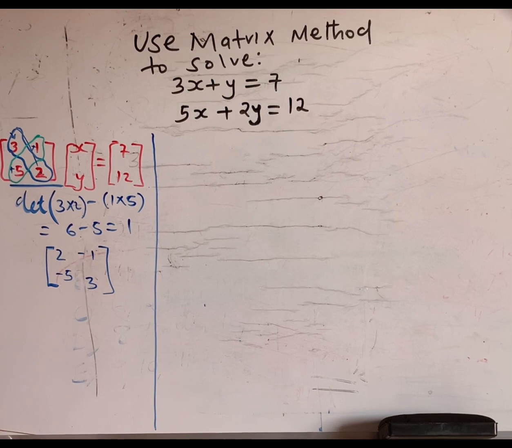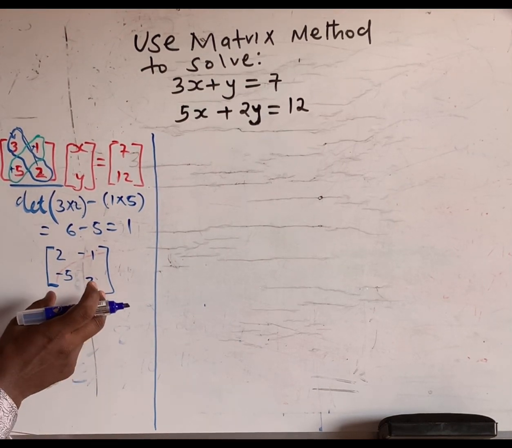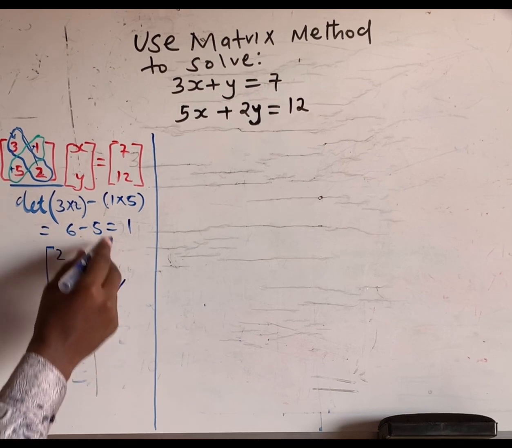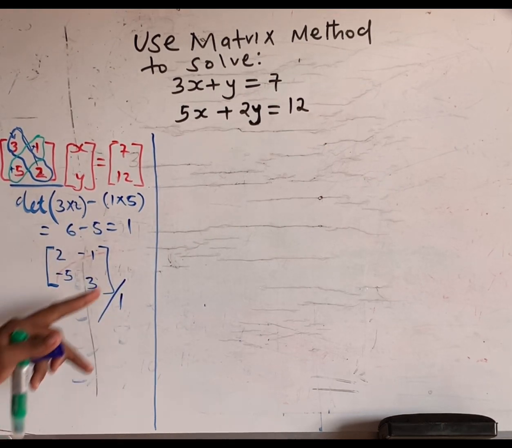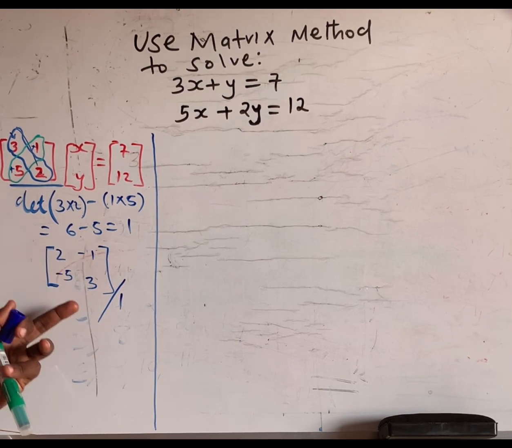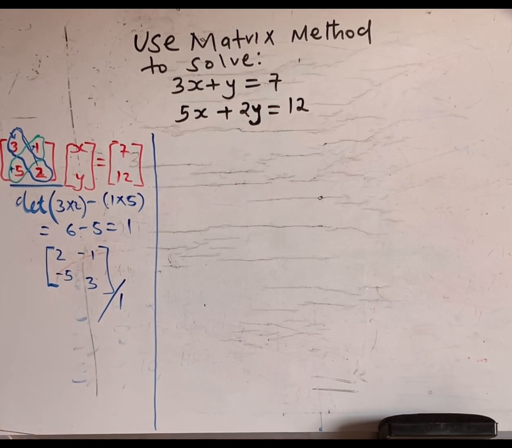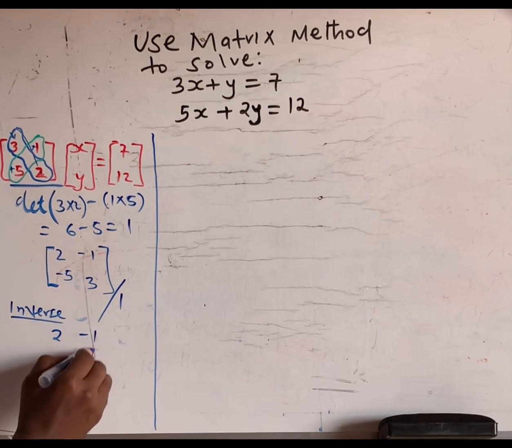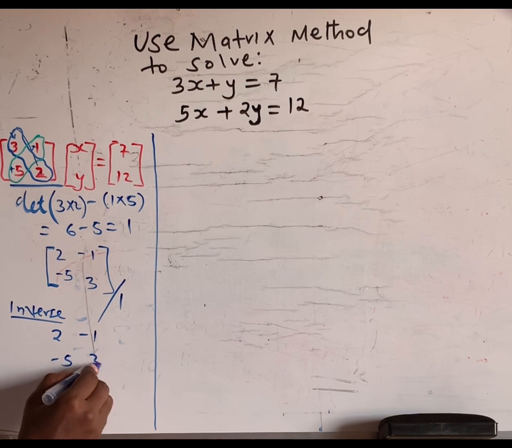The last step for the inverse of the matrix is that the new matrix formed, we divide by the determinant. In this case, the determinant is 1. So as you know, any number divided by 1 is the number itself. So the inverse of our coefficient matrix is 2, negative 1, negative 5, 3.